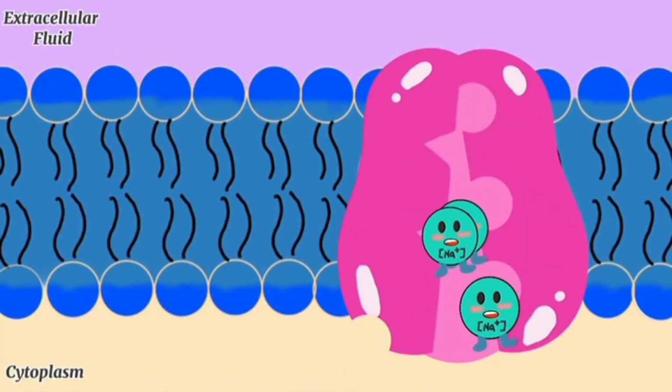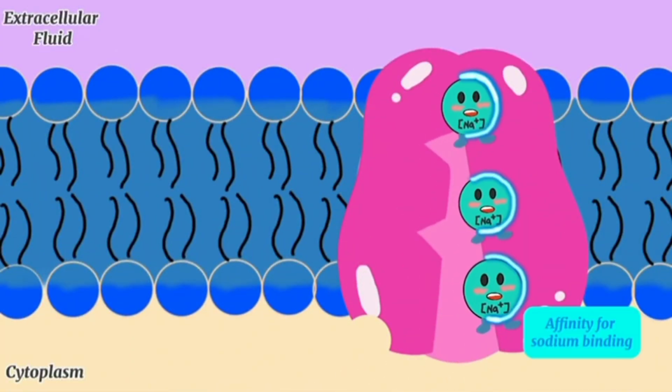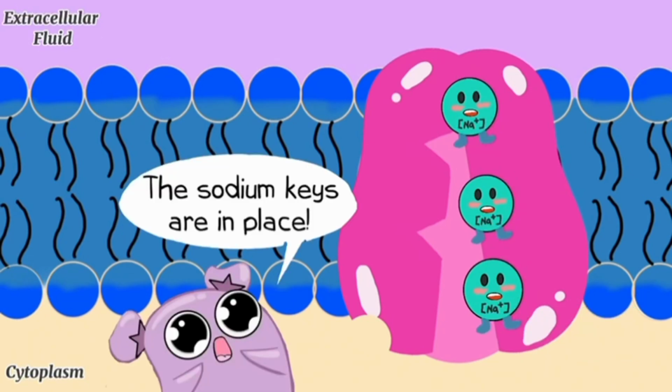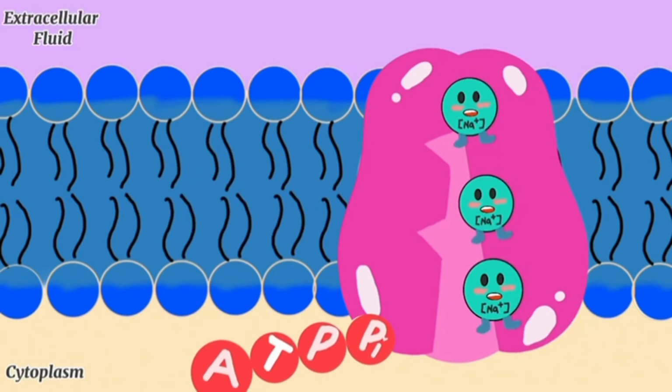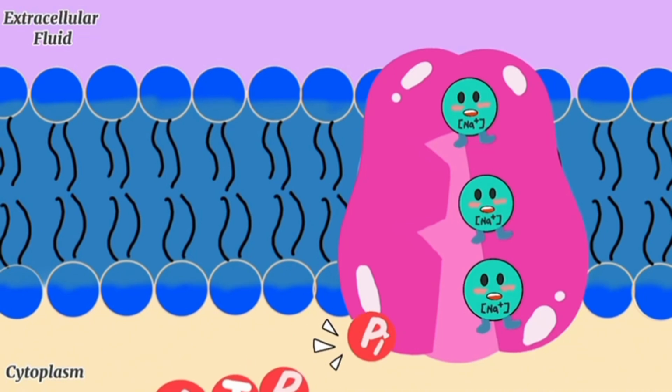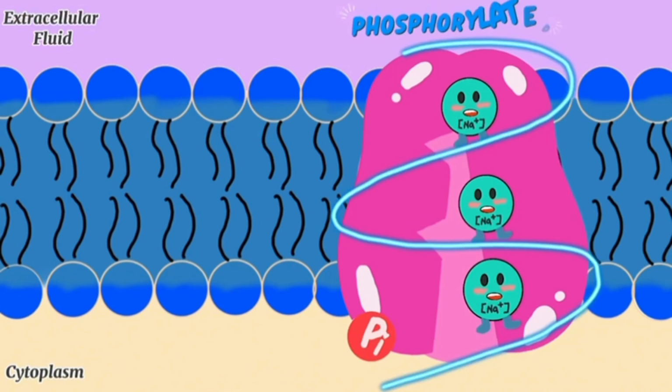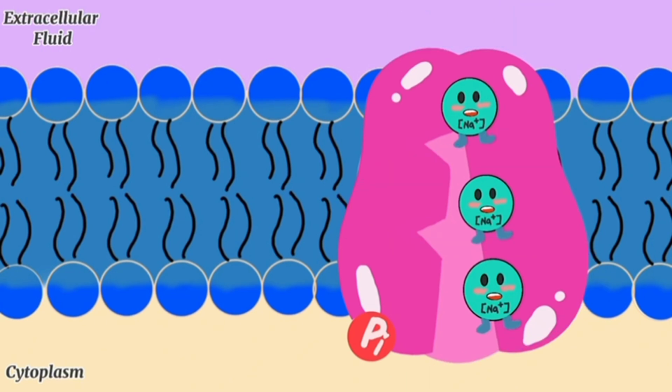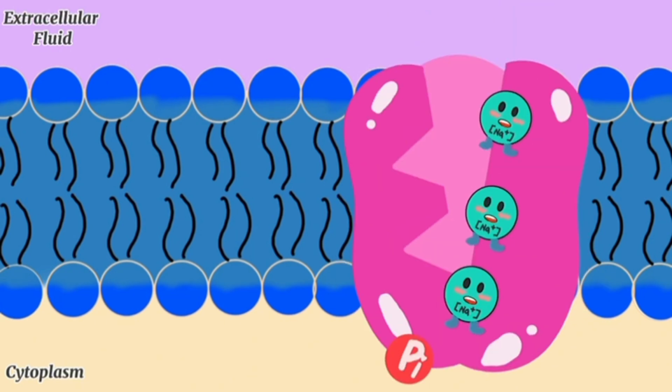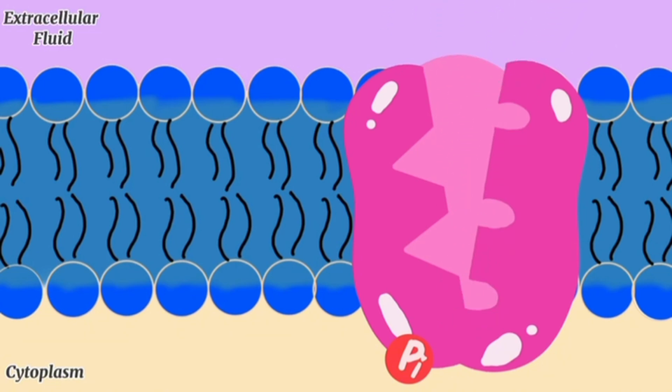Three sodium ions bind to the protein. The affinity for sodium ions is high when the protein has this conformation. Phosphorylation is the transfer of a terminal phosphate group from ATP to the protein pump. Sodium ion binding stimulates phosphorylation of the protein. Phosphorylation causes the protein pump to change its conformation. Therefore, the 3 sodium ions are released outside.